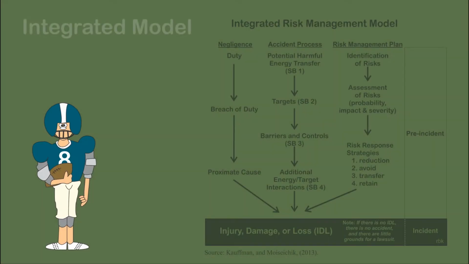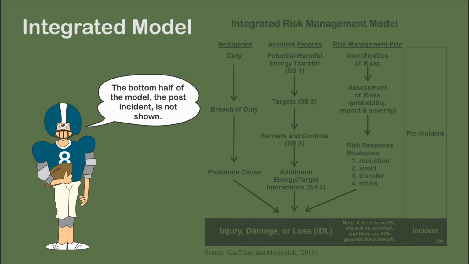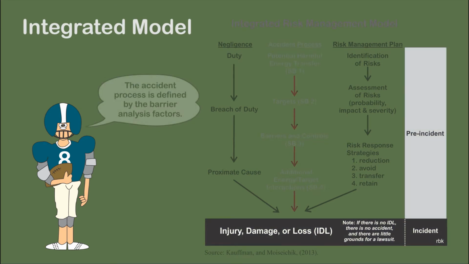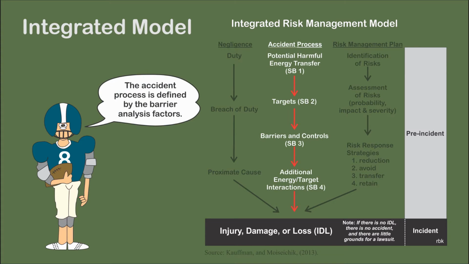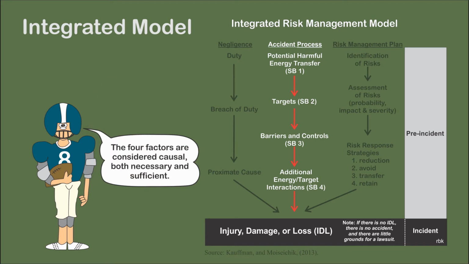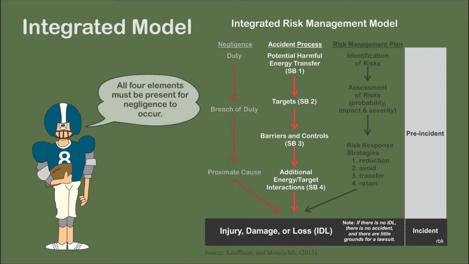The purpose of the integrated risk management model is to prevent lawsuits by preventing injury, damage, or loss. Embodied in barrier analysis, the accident process consists of 4 elements and is covered in other videos. The risks included in risk management planning are much broader in scope than those leading to accidents.